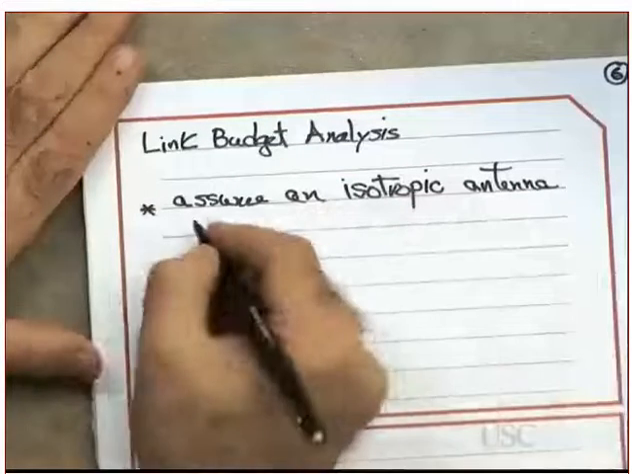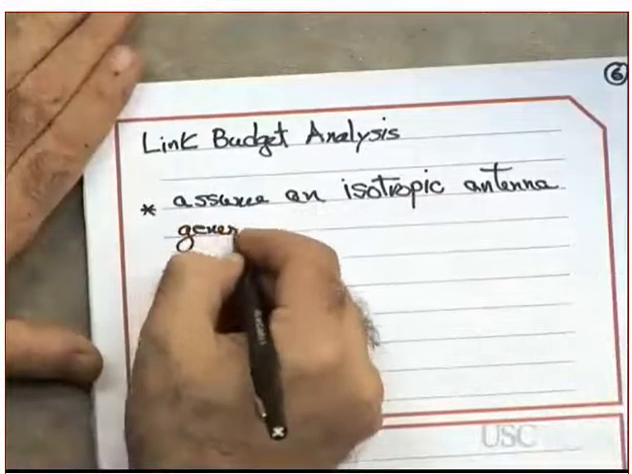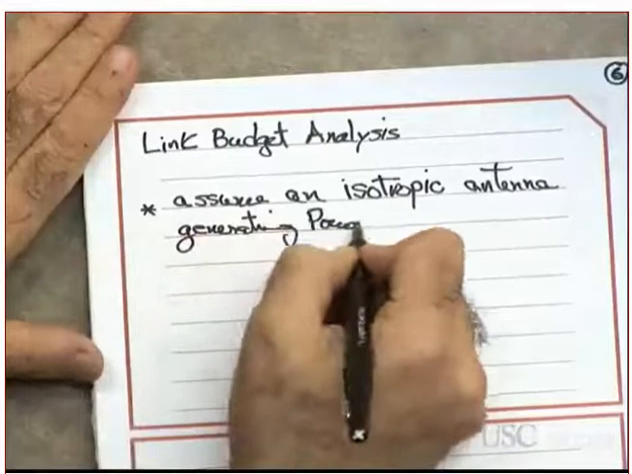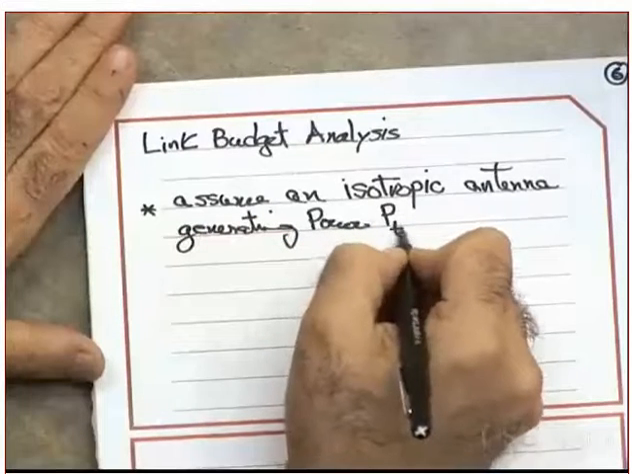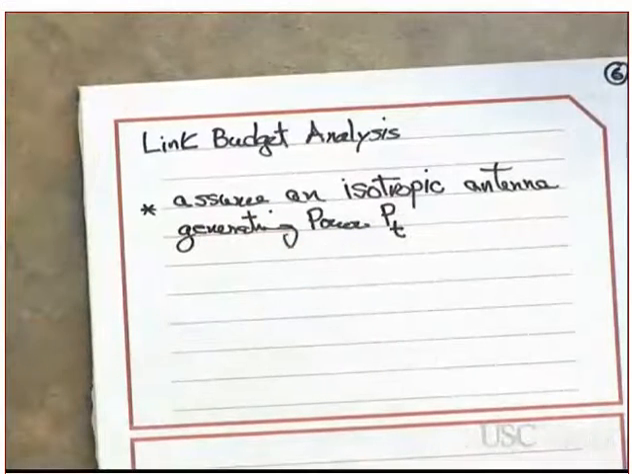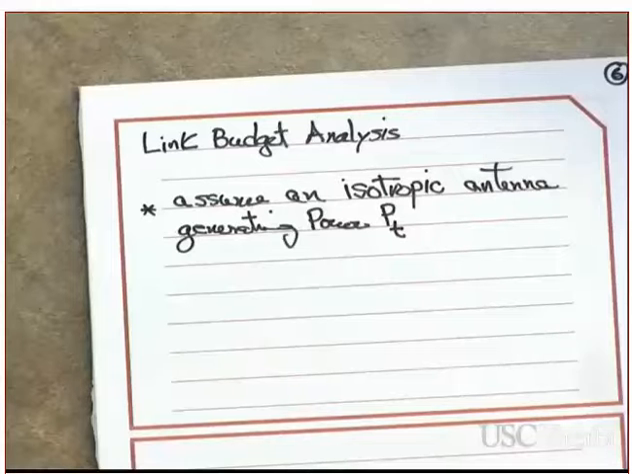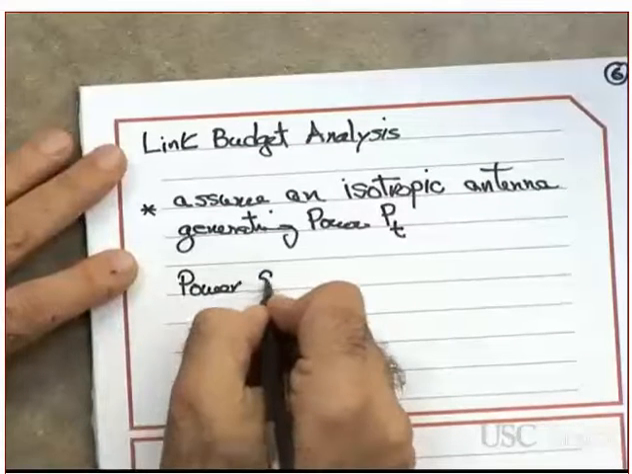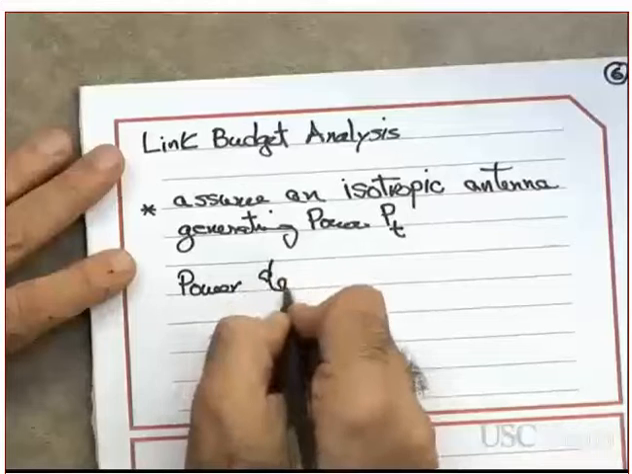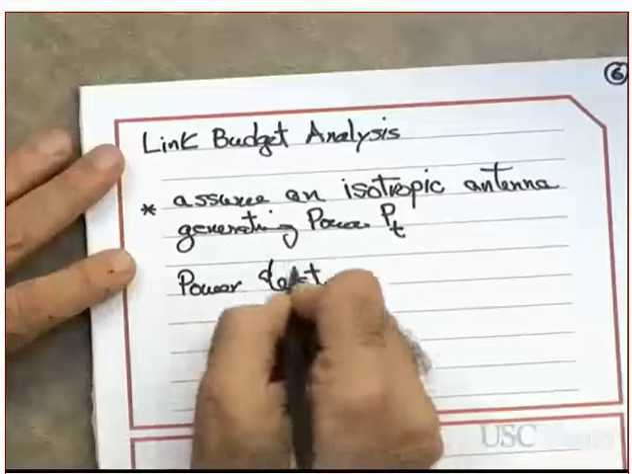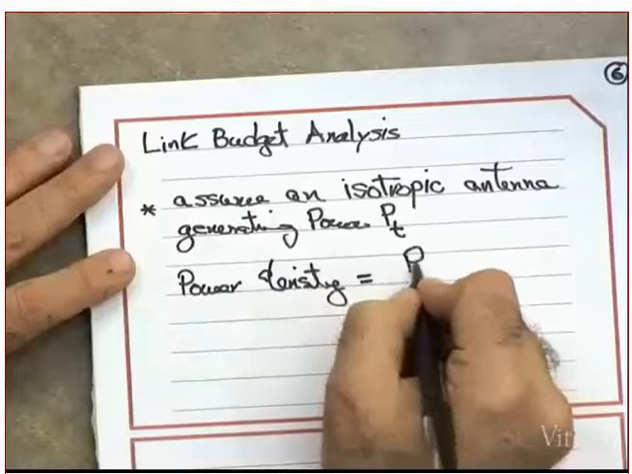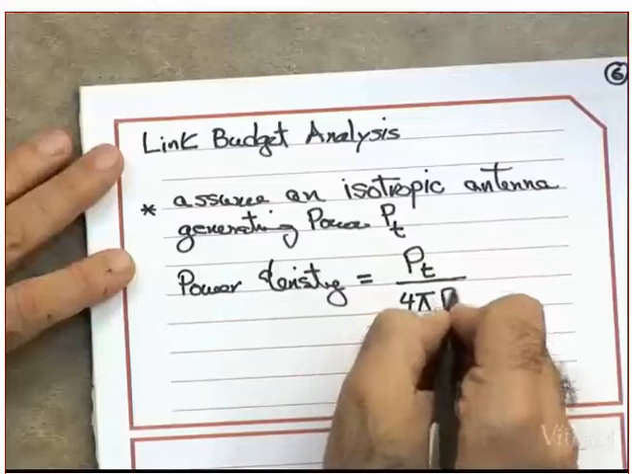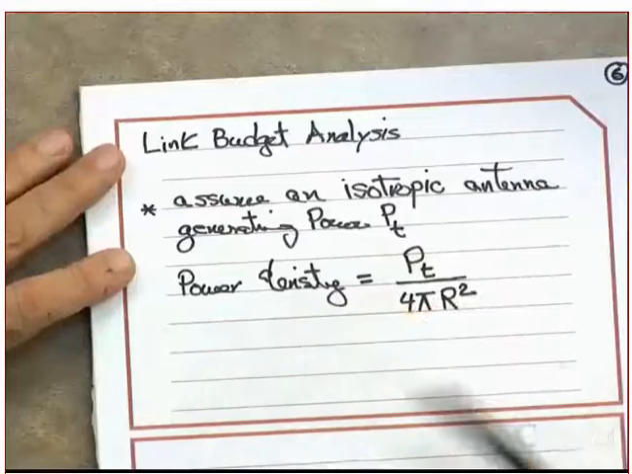And let's assume it is generating power, PT. PT stands for the transmitted power. The power density is PT over 4 pi r square.